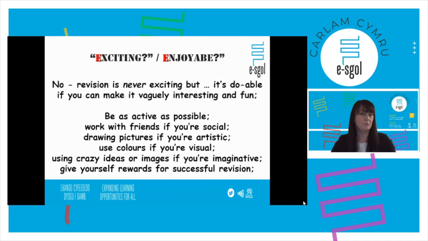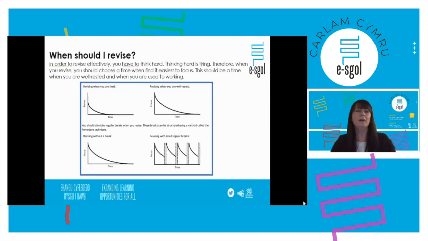If you are sociable, you might want to work with friends. You might want to draw pictures if you're artistic and like drawing, using colors if you're a visual type of learner, anything really, crazy ideas or images if you're imaginative, and also be able to give yourself rewards for successful revision. Now, I often get asked as well, when should I revise? When's the best time to revise?